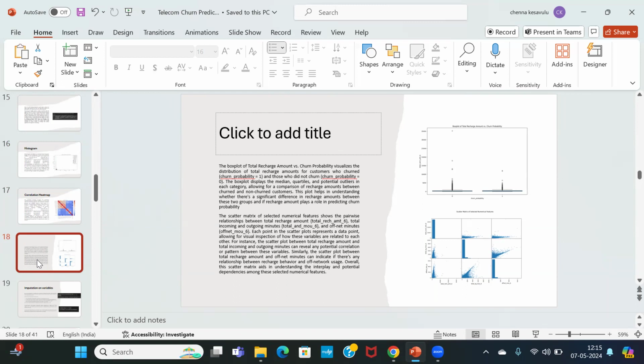Scatter matrix of selected numerical features. It displays pairwise relationships among several key variables like total recharge amounts, total incoming and outgoing minutes, and off-net minutes. Each plot helps in identifying trends or patterns, which could be linear or non-linear. And the density of points can indicate the range of typical behavior versus anomalies.